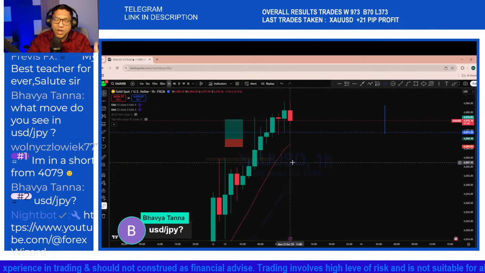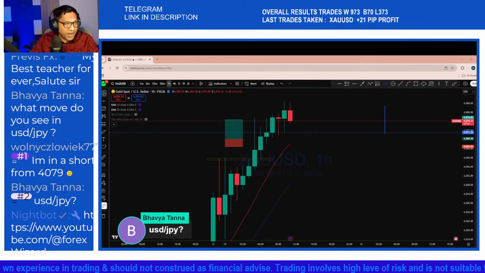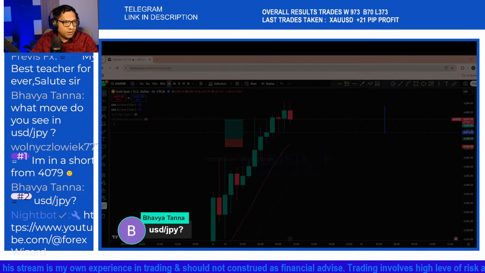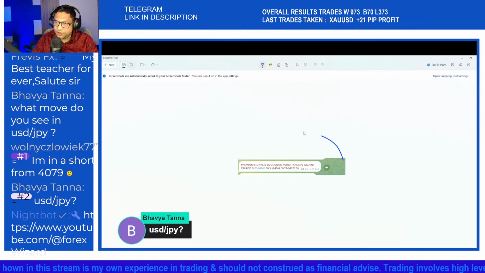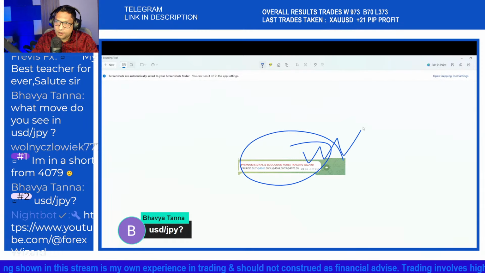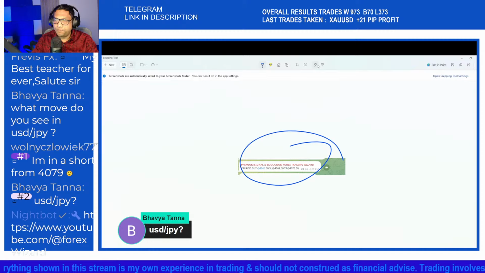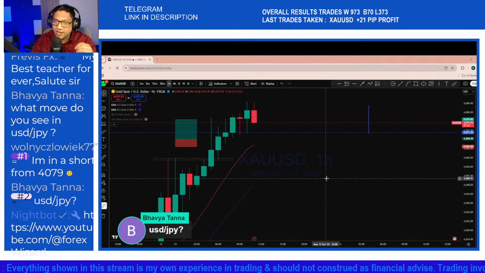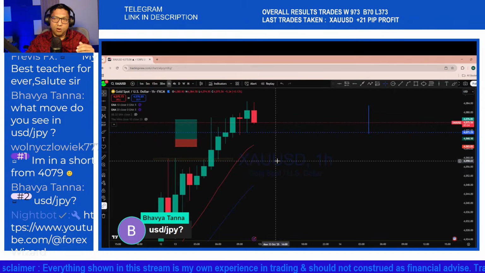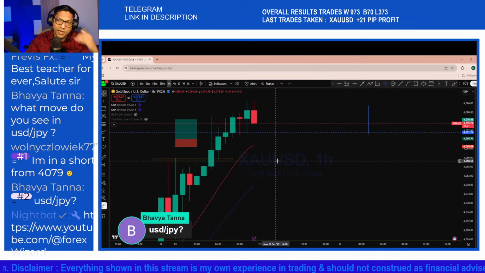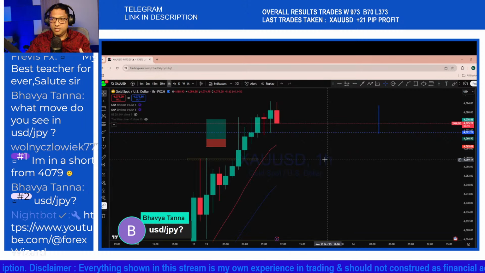Now, what we are looking at here is the trade that was taken in our group. The same trade was also sent in the VIP, in the premium group, with entry, stop loss and take profit target. The goal here is to take a trade from such an important level that most of the time will move in the direction that we are looking at in this market.